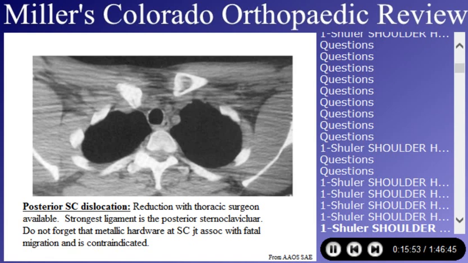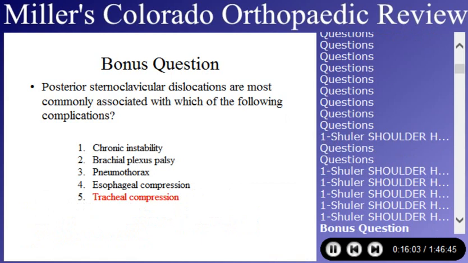Strongest ligament is posterior. Do not forget that any kind of hardware in this joint has been associated with fatal migration and therefore is contraindicated. It's not a test answer. Bonus question, not in your handout. Posterior sternoclavicular dislocations are most commonly associated with which of the following complications? This is the brand new stuff in the computer lab. Most commonly associated with tracheal compression.